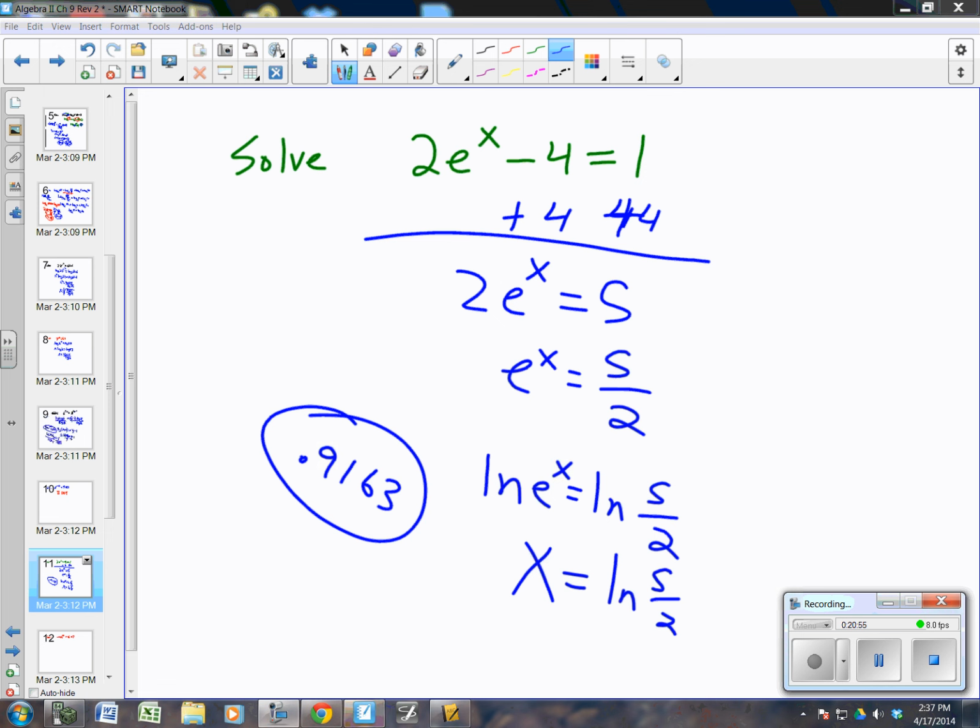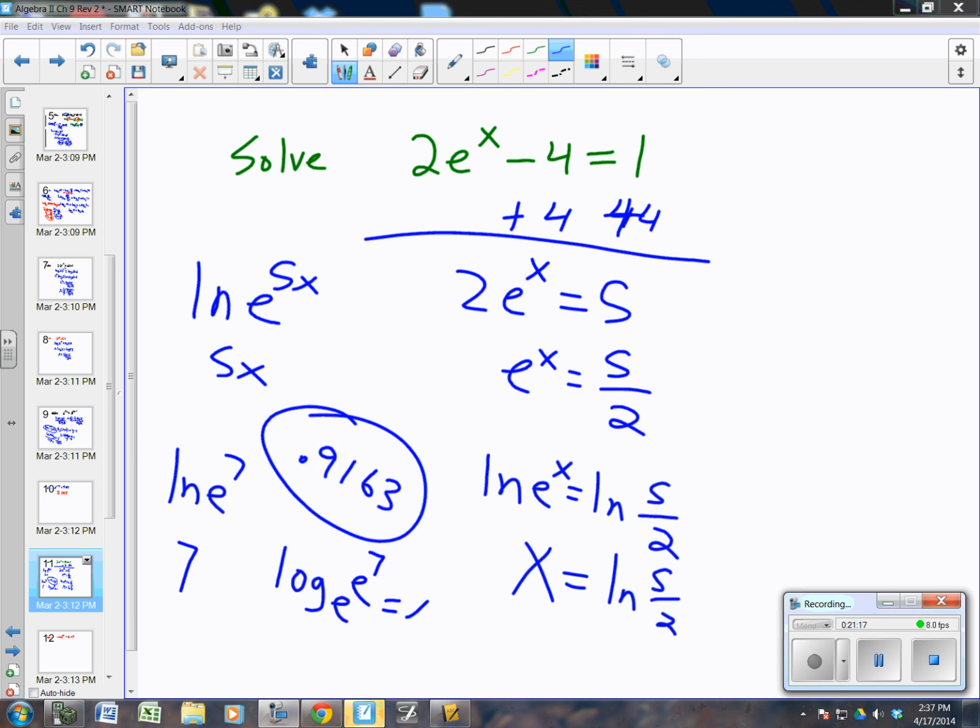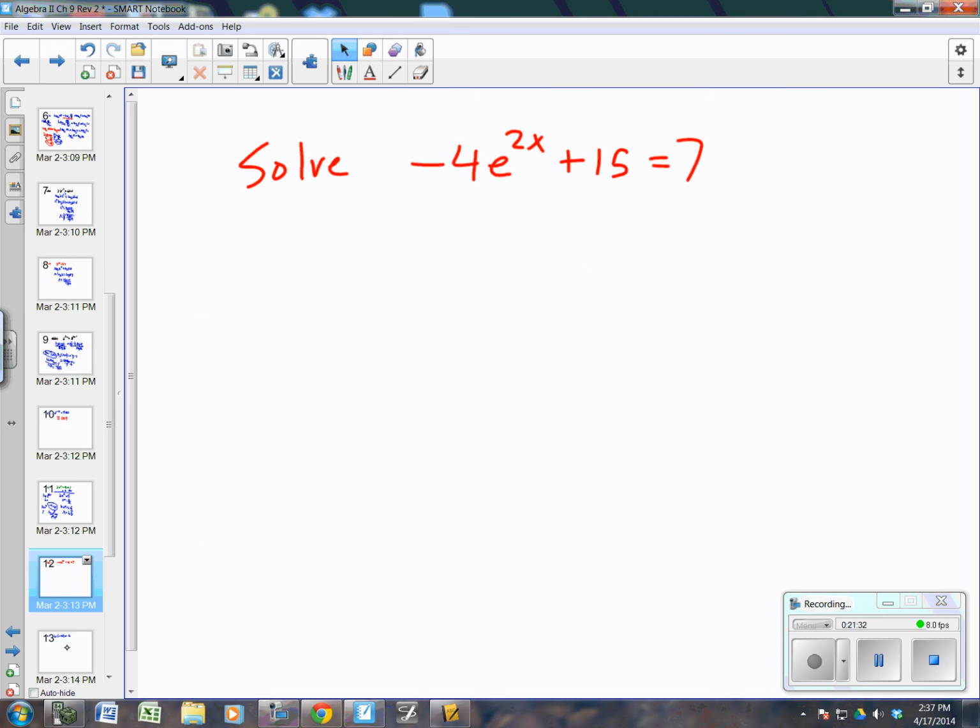Good job. Hey, you guys remember, ln e to the 5x, what does that equal? 5x, right? ln e to the 7 is equal to what? 7. The reason for that is because log base e of e to the 7, if you change that to exponential form, you'd go e, the base e, to the power x equals e to the 7th. That means x equals 7. So anytime you have ln e to some power, it's just the power. Okay, next.